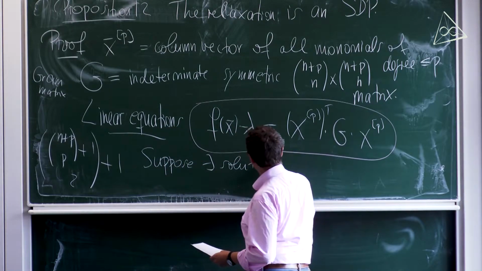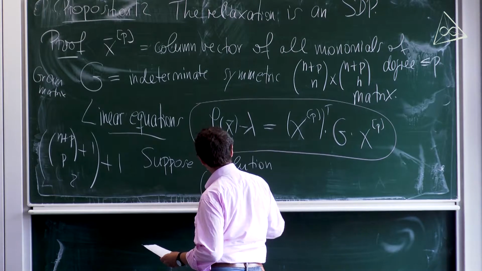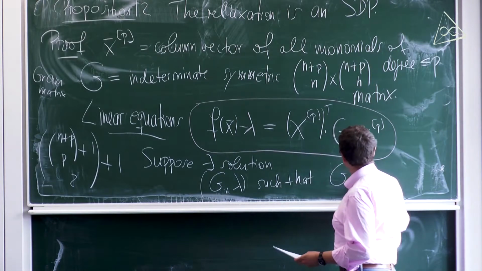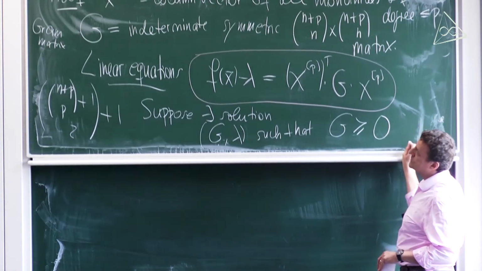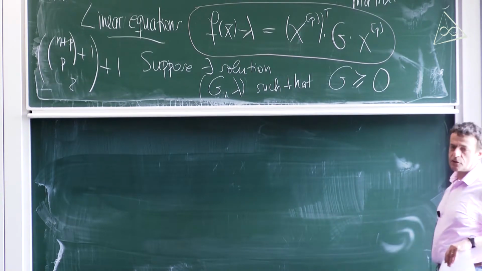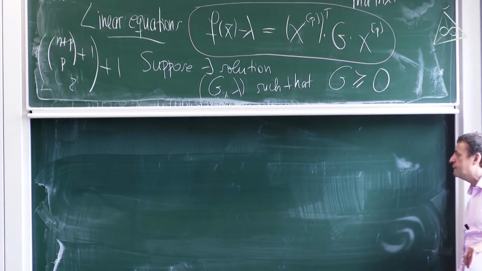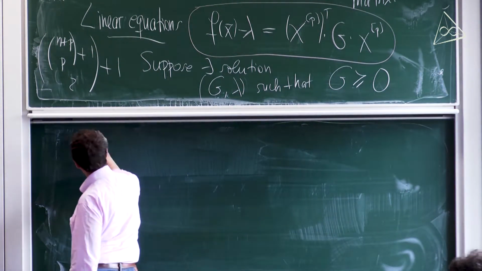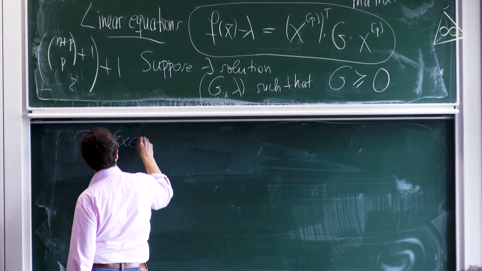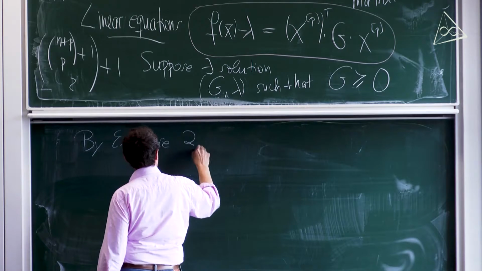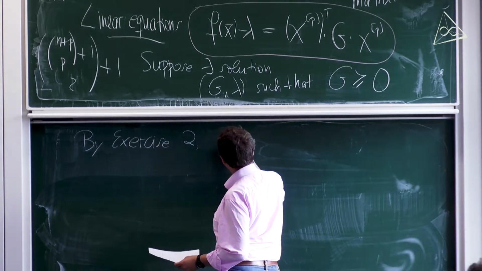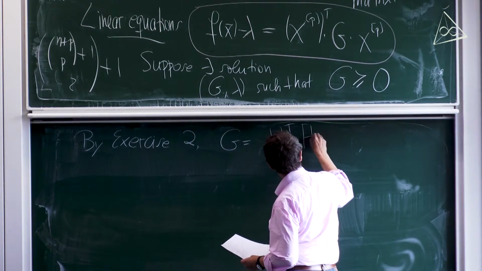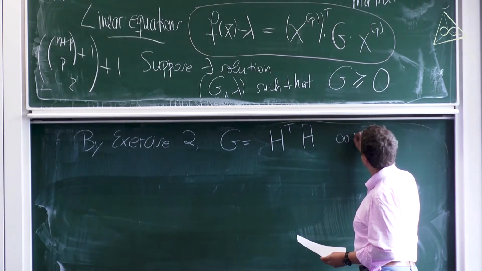So suppose there exists a solution. A solution is a pair of a G and a lambda such that G happens to be positive semi-definite. Let's suppose I can solve this big linear system of equations with lots of unknowns, and find a solution such that G is positive semi-definite. By exercise 2, a positive semi-definite matrix has a Cholesky factorization of the form H transpose H over the real numbers.